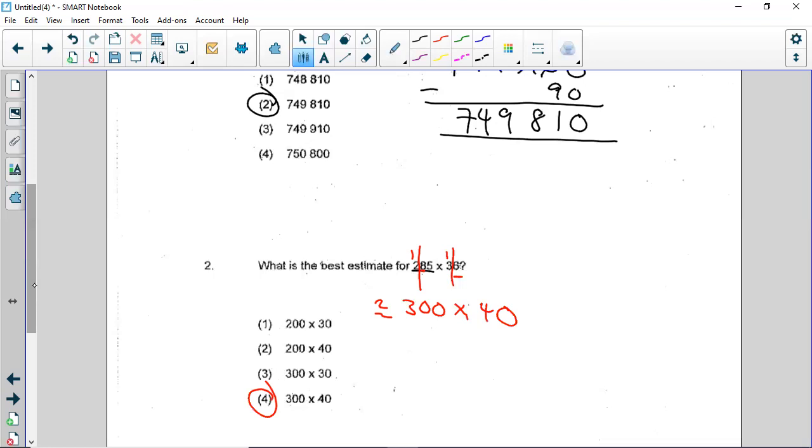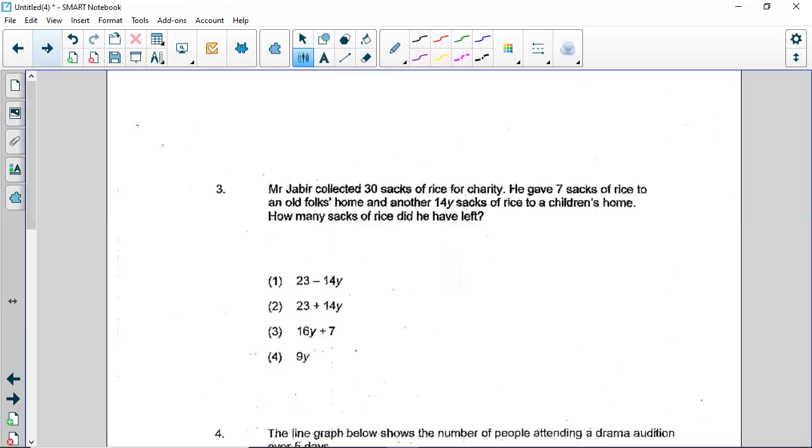Okay, let's go to question number 3. Mr. Jabir collected 30 sets of rice for charity. He gave 7 sets of rice to an old folks home, and he gave another 14 sets of rice to the children's home. How many sets of rice did he have left? So you have to take 30 sets of rice at first. Give away means you minus, right? Give away 7 sets. And he also gave away another 14, so you have to minus again.